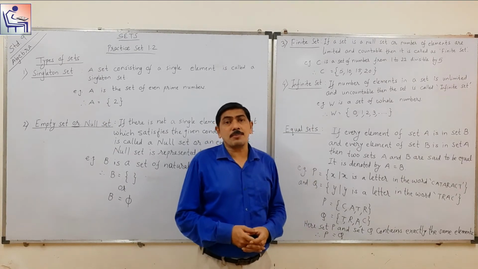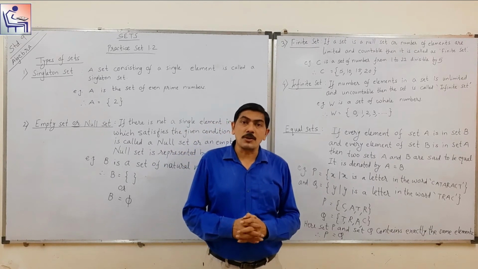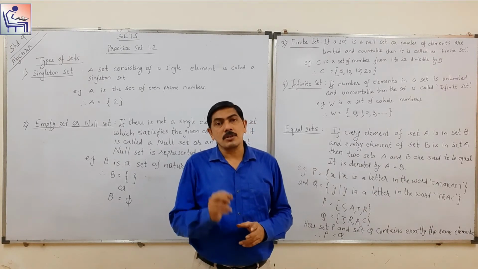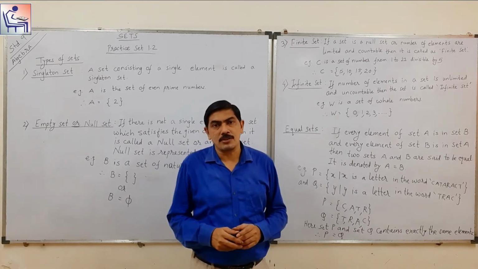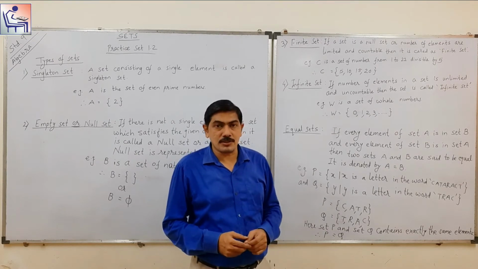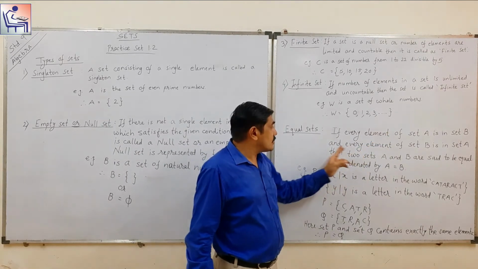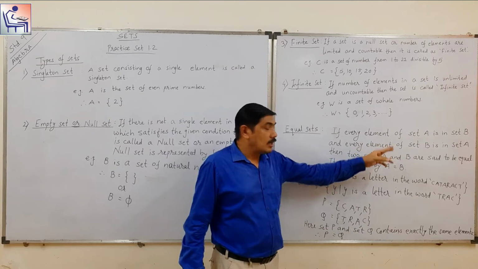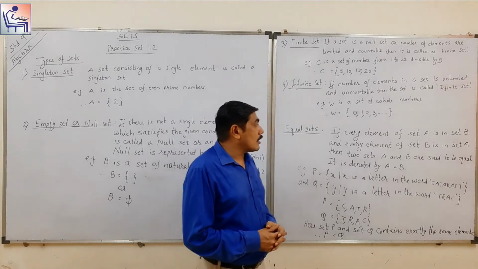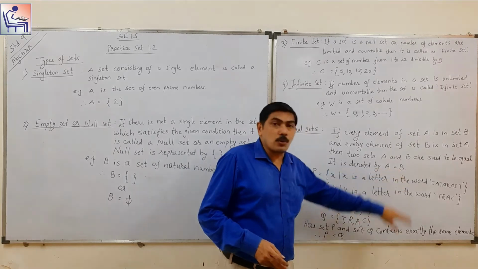Now the new concept, equal sets. I want to tell you something about it. Suppose there are two sets, set A and set B, both of them have common elements, that is the same elements. Then we call these sets equal sets. Let's see here, if every element of set A is in set B and every element of set B is in set A, then two sets A and B are said to be equal. It is denoted by A is equal to B.